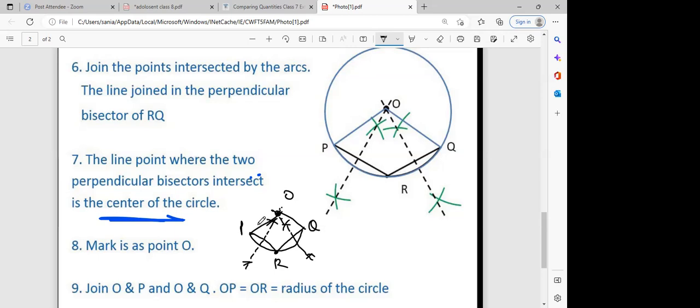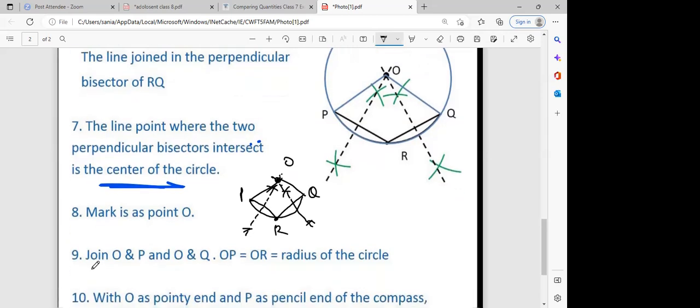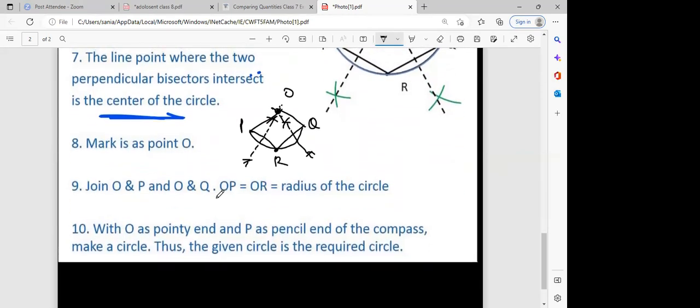Then you have to write this line. The point where the two perpendicular bisectors intersect is the center. Mark it, then join this. See this, you have to mention this. OP and OR, they are the radius of the circle, right? So taking O as center and OR or OP as radius, draw a circle. Complete the circle. Clear? This you have to mention.